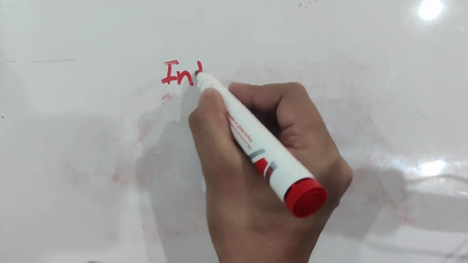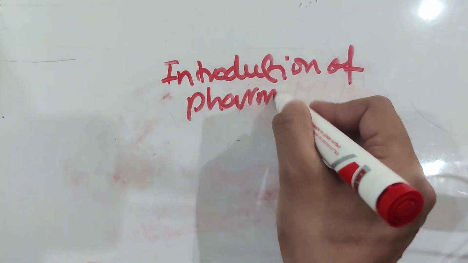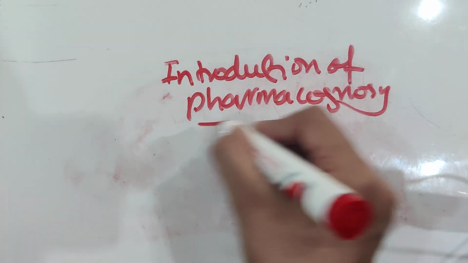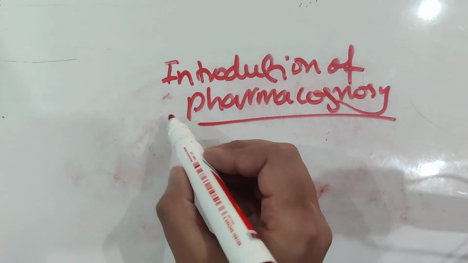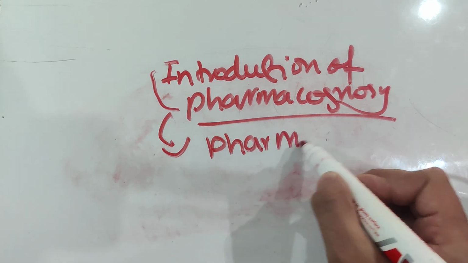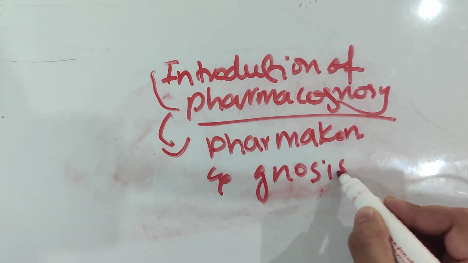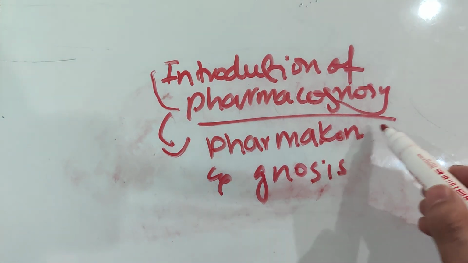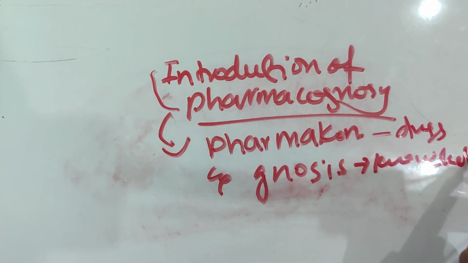Now we talk about the introduction of pharmacognosy. The word pharmacognosy is derived from two Greek words, pharmakon and gnosis. Pharmakon means drug and gnosis means knowledge, drugs knowledge. That's how the word pharmacognosy came about.